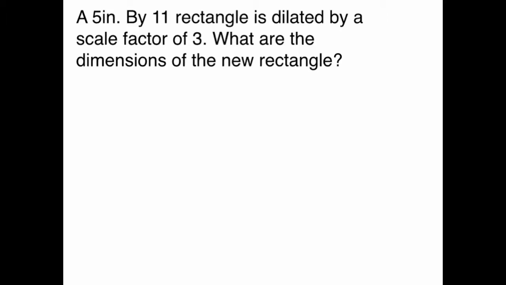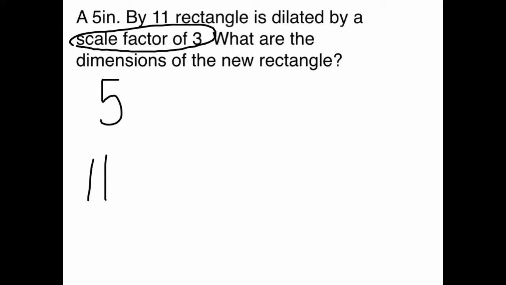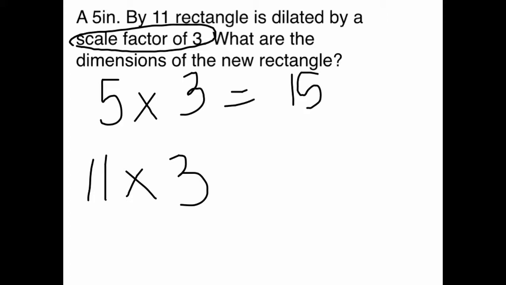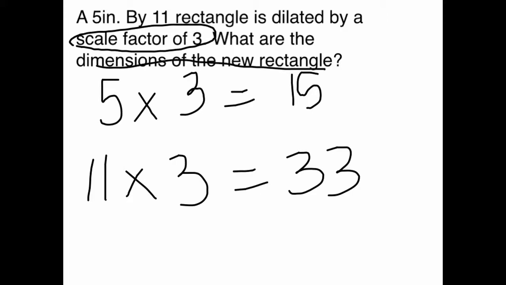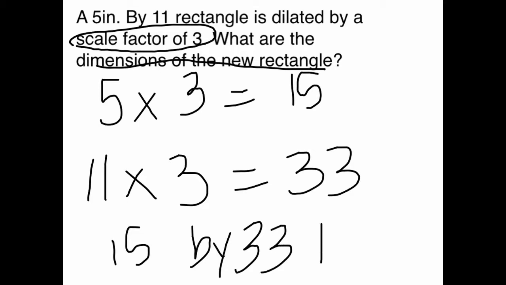A 5-inch by 11 rectangle is dilated by a scale factor of 3. What are the dimensions of the new rectangle? Well, the first thing I'm going to do is circle the scale factor of 3 because I know that's the number that I'm going to multiply by. So now all I have to do is take my numbers and multiply them both by 3. So 5 times 3 is going to give me 15, and 11 times 3 is going to give me 33. So the new dimensions are going to be 15 by 33, or it would look something like this.